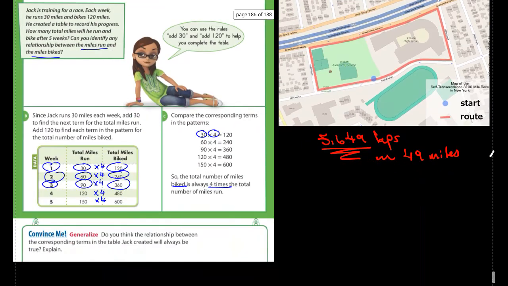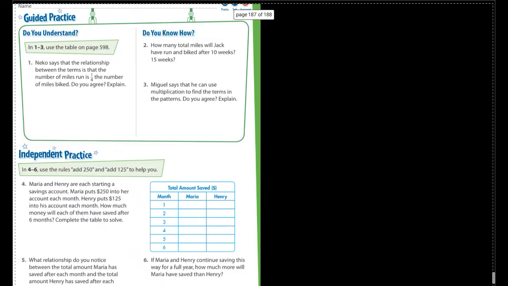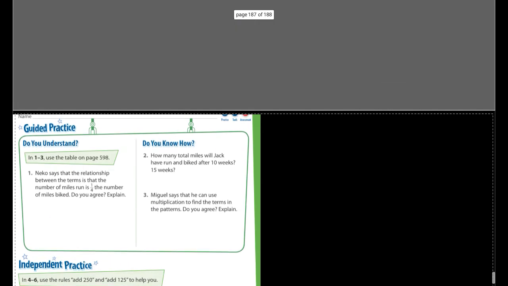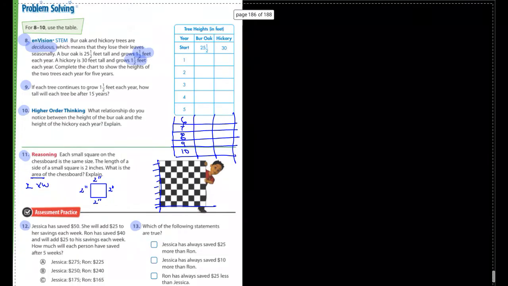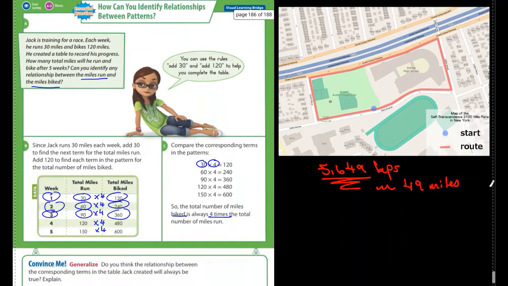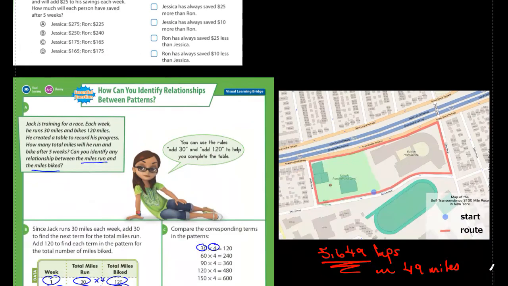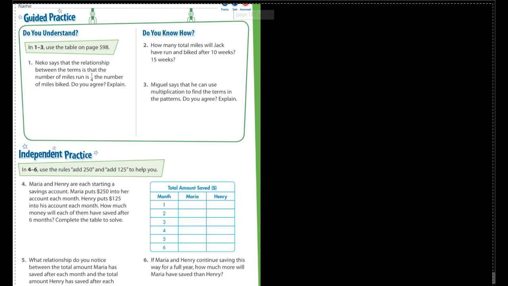Okay, so let's see here. Guided practice. Is that where we are? Yeah, I guess we're to guided practice already. Oh yeah, we don't need to worry about that. So guided practice here. Let's go down to that. Next page. Move this over, okay.